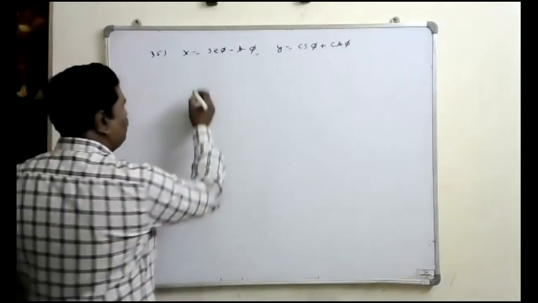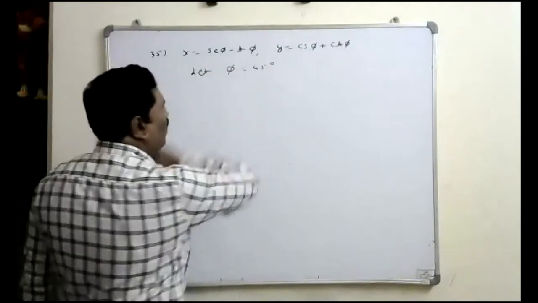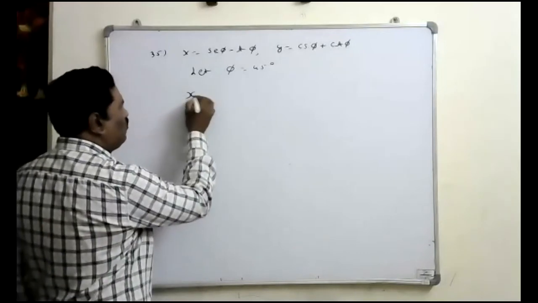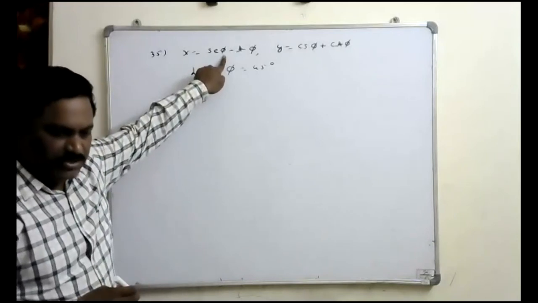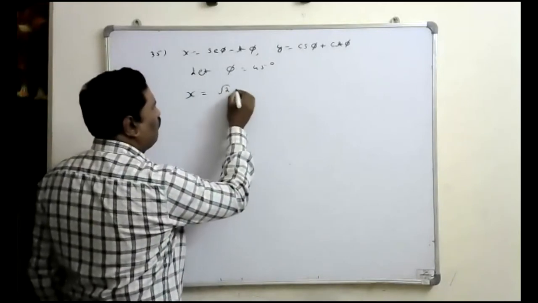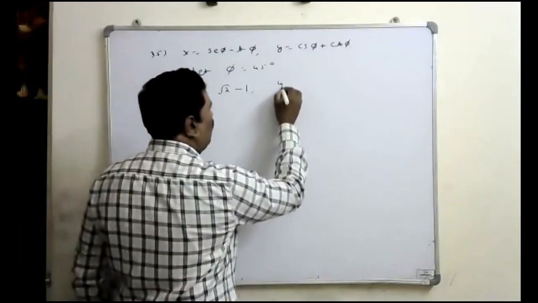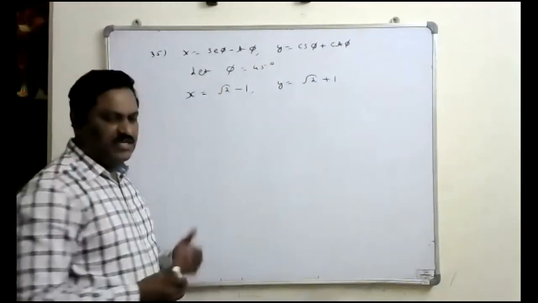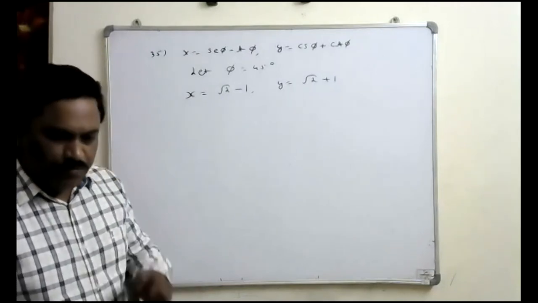So कौन सा वाला पसंद है आपका? Angle? I will take 45 degree now. Let pi is equal to say 45 degree. Then x is equal to secant 45. Secant 45 degree is how much? Root 2. Minus tan 45 is 1. This is the value of the x. And y is equal to cosecant 45 is also root 2. Cot pi is 1. These are the values of x and y.